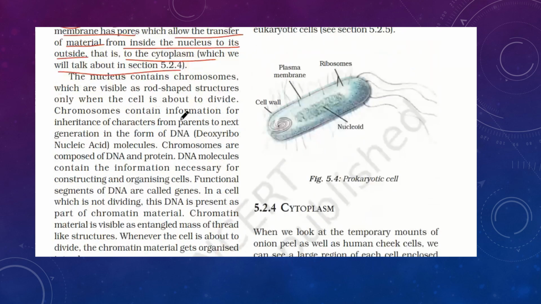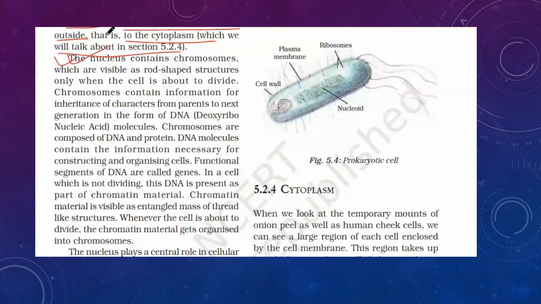Now, what does the nucleus contain? This is very important. The nucleus contains the chromosomes, which are visible as rod-shaped structures only when the cell is about to divide. When we study cell division, we will understand that when cells are about to divide, we see these rod-shaped structures called chromosomes. The chromosomes contain information for the inheritance of characters from the parents to the next generation in the form of DNA, that is, deoxyribonucleic acid.